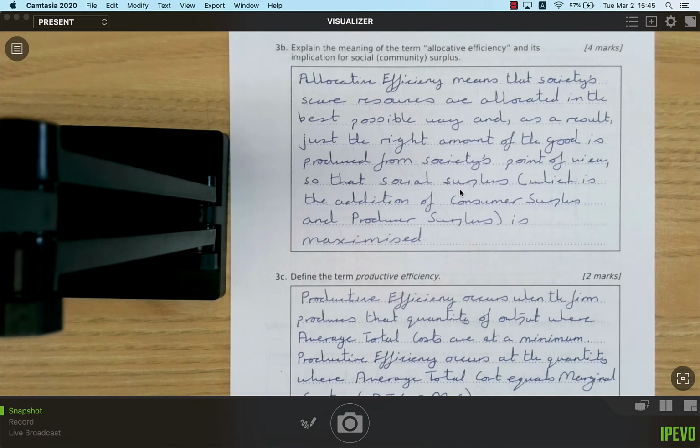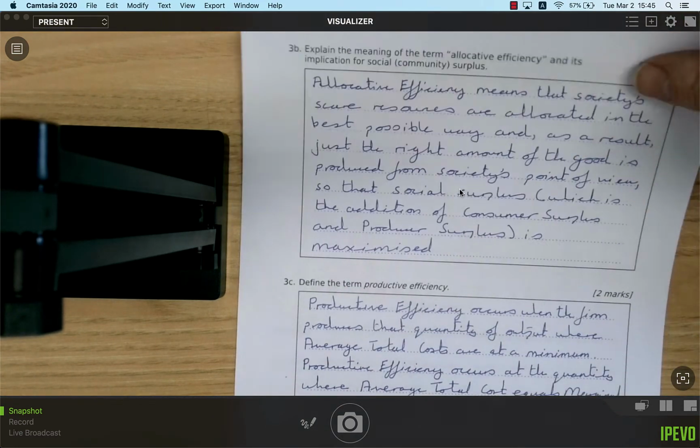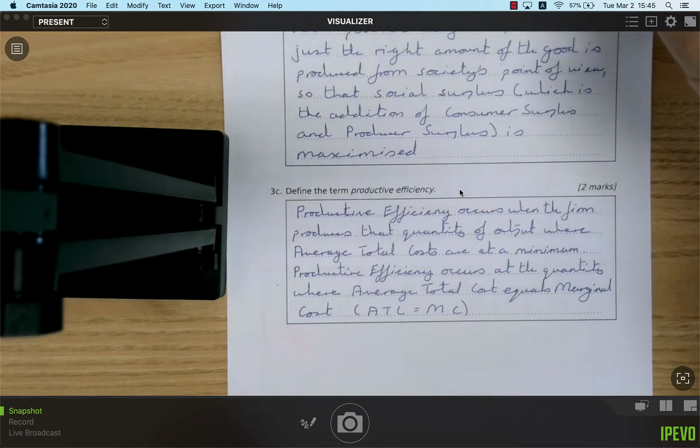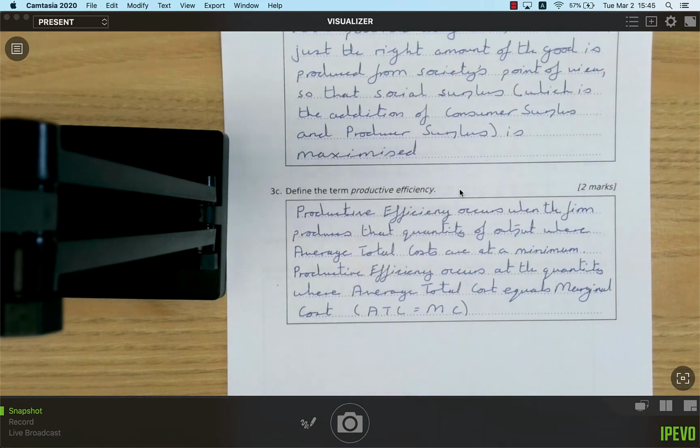Now the next one is, what is productive efficiency? Well, productive efficiency is essentially looking at the firm's costs. And the firm is trying to produce these goods in order to maximize profits.